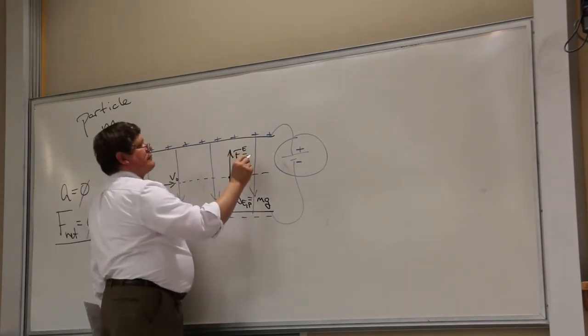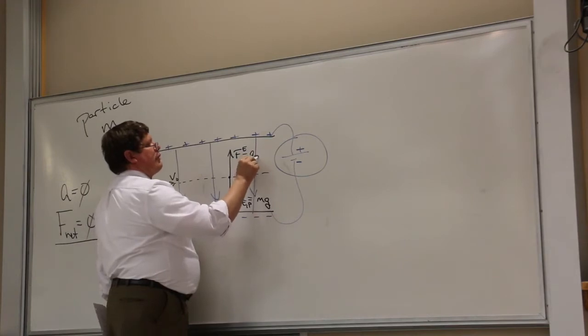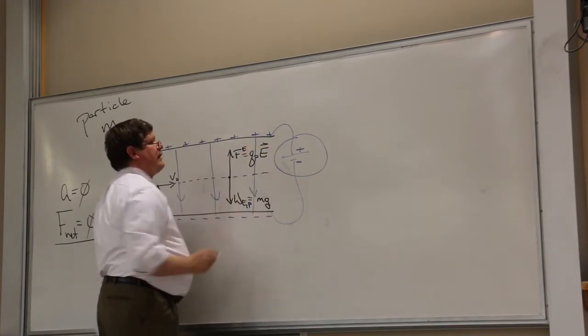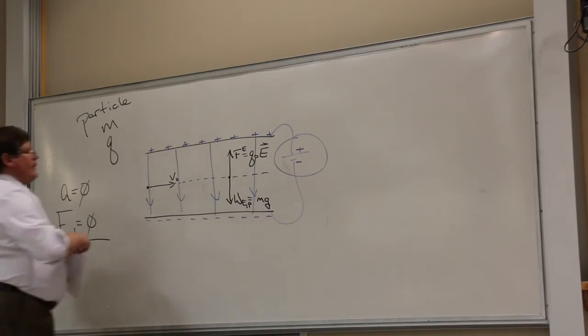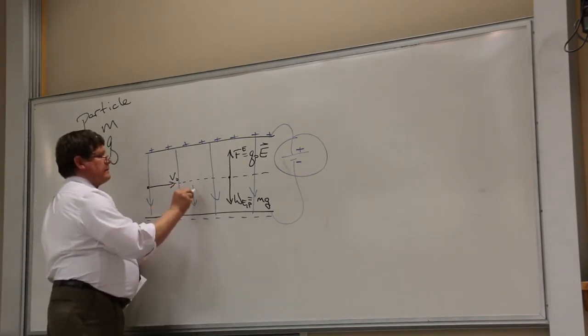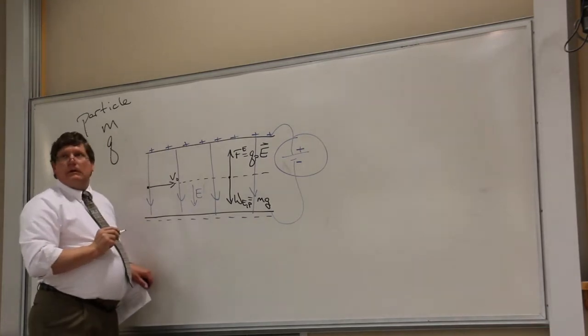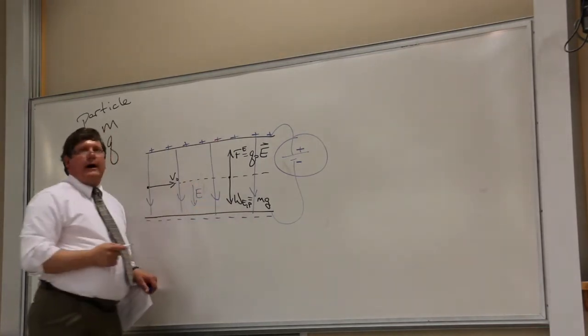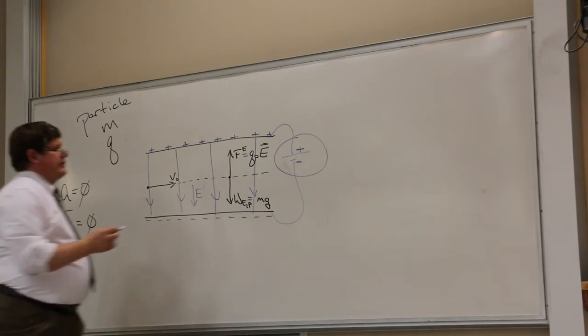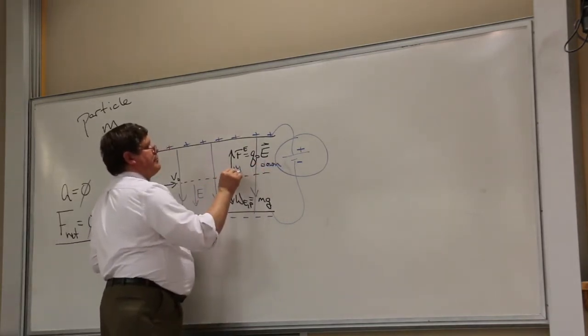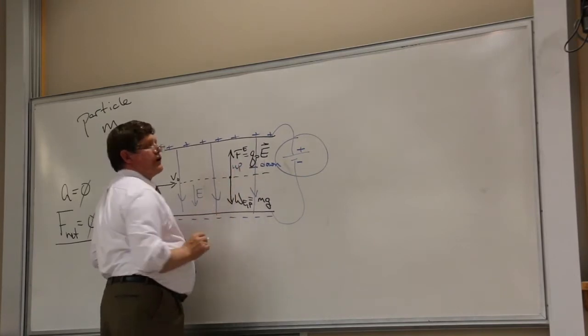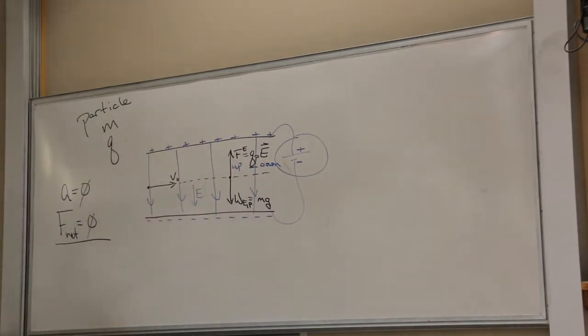Now, that electric force is the charge of the particle times the electric field. Now, we just said that the electric field is down. If the electric force is up, that means that if this is down and this is up, then this must be a negative charge. A negative charge. See if your neighbor understands that. It's got to be a negative charge.